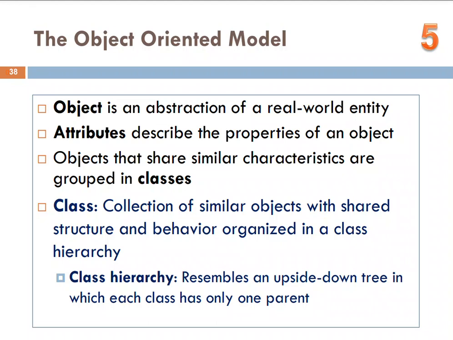Then what is a class actually? It is a collection of similar objects with shared structure and behavior organized in a class hierarchy. The class hierarchy resembles an upside down tree in which each class has only one parent. For example, in the animal class, there are animals with 4 legs, animals with 2 legs, and animals with wings. So the animal class has other classes below it, and we call that the class hierarchy. The top class is animal, with other classes below, meaning each class has only one parent. As an analogy, objects could be a cat, a cow, or a 4-legged animal.